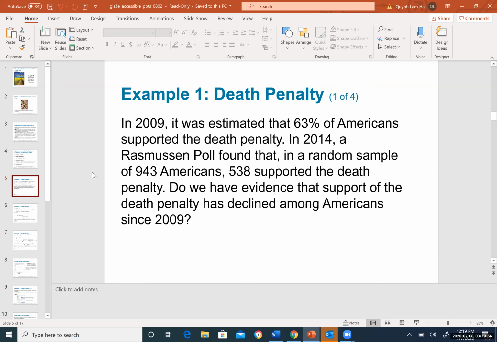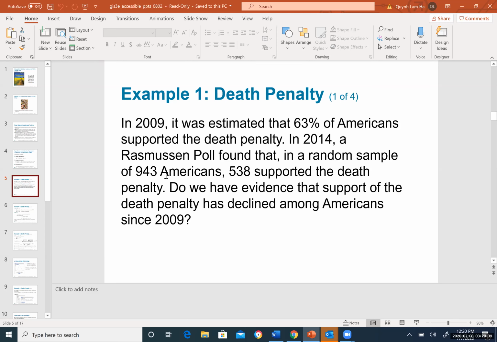Here is the example. This example is about the death penalty. Let's take a moment to read it. Right here they're saying that in 2009, it was estimated that 63% of Americans supported the death penalty. In 2014, a poll found that in a random sample of 943 Americans, about 538 supported the death penalty. This 538 here, we call this a success, the total of the successes.